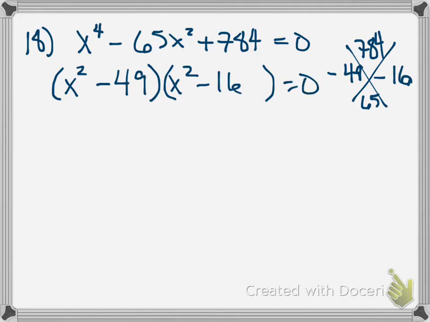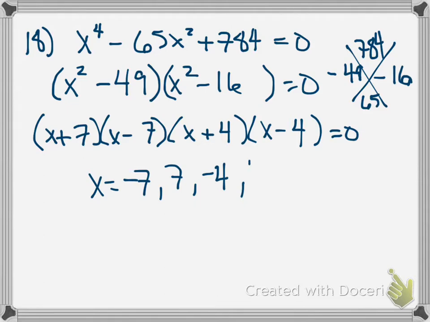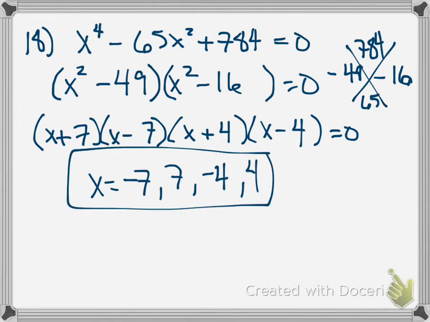Now, here's the tricky part on this. Every time you see x squared minus a number, think that it's going to be x plus and x minus that square root. So both of these have x plus, x minus. Square root of 49 is 7. Square root of 16 is 4. So then x is equal to the opposite of each one of these. The opposite of a positive 7 is negative 7. The opposite of negative 7 is positive 7. The opposite of a positive 4 is negative 4. The opposite of a negative 4 is positive 4. And there's your answer. Notice you have 4 x's for your answer, and we're supposed to have 4 x's.